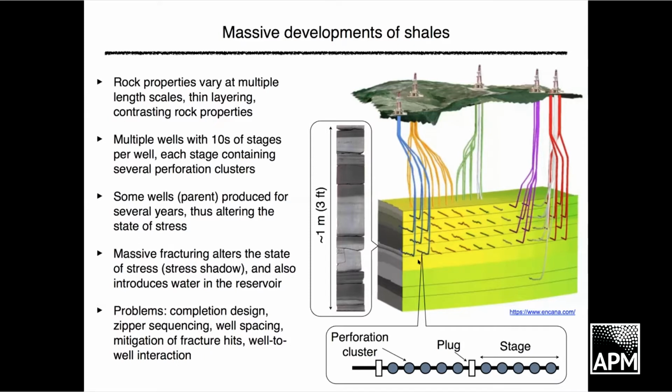On top of this, as I said, we have very high vertical resolution of rock properties. The rock properties change on the order of centimeters, maybe tens of centimeters, while the fracture size is hundreds of meters. So how do we account for this? This is a big problem. On top of this, some wells could be producing for several years. They're called parent wells, and some wells are drilled next to the parent wells. If you produce a well for several years, you reduce the pore pressure, you reduce the stress around the well. So you need to account for this depleted stress. These are the problems.